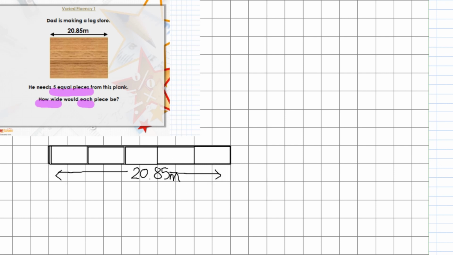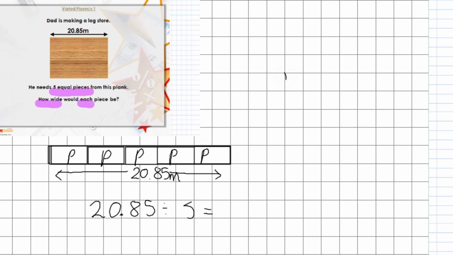But we want to know how wide just one of the pieces would be. So I can use P representing a piece. So there's 5 of them, 5P. And so I simply want to do the calculation 20.85 divided by 5.